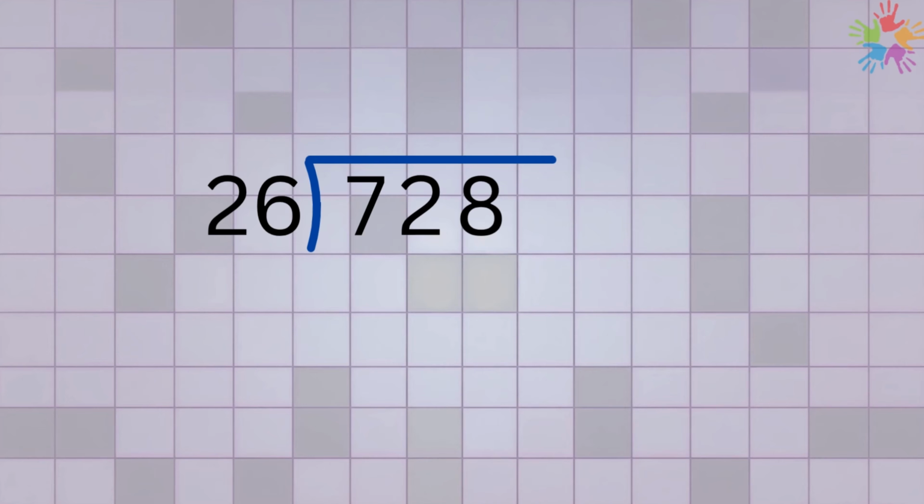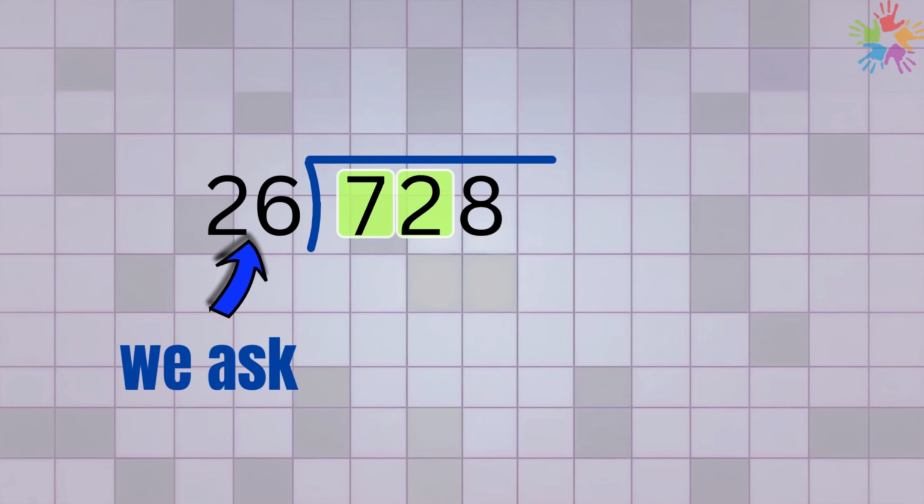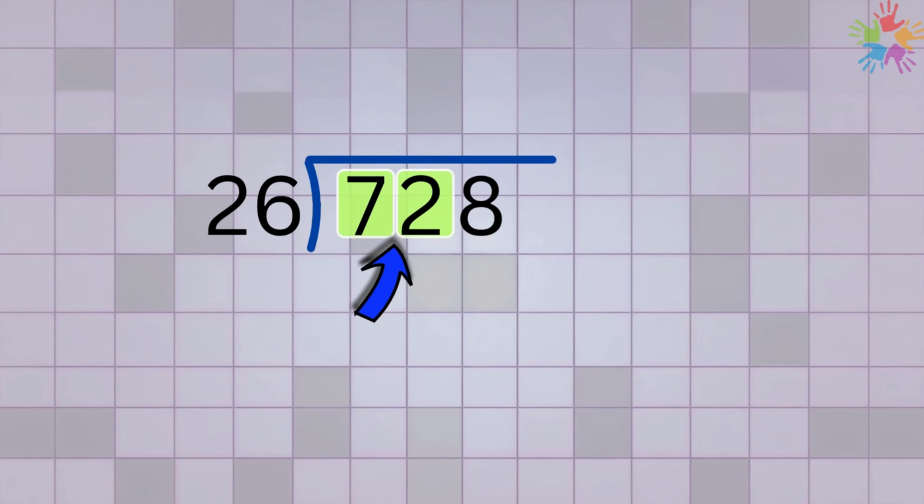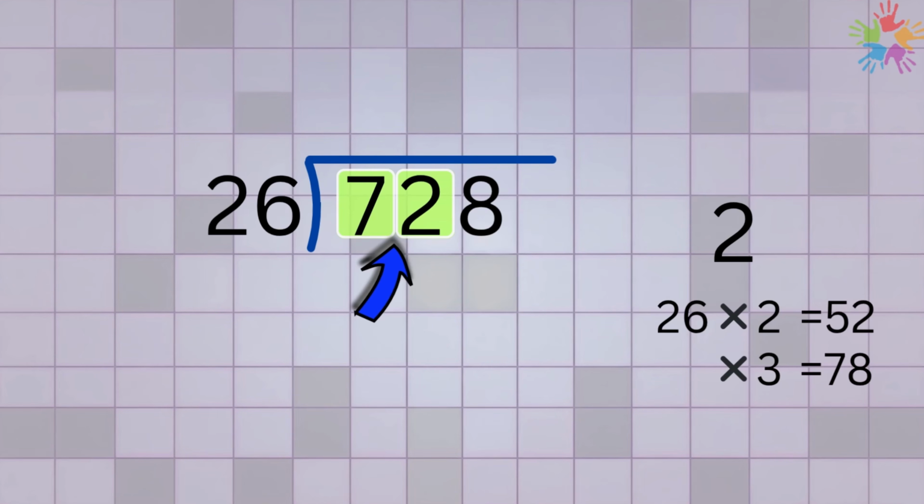Look at this one. As always, we ask. Start by looking at the first 2 digits of the dividend, which is 72. We ask, how many times does 26 go into 72? Let's estimate. 26 fits into 72 2 times, because 26 times 2 is 52. If we tried 3 times, it would be 78, which is too much. So we write down the number 2 as the first digit of our answer.